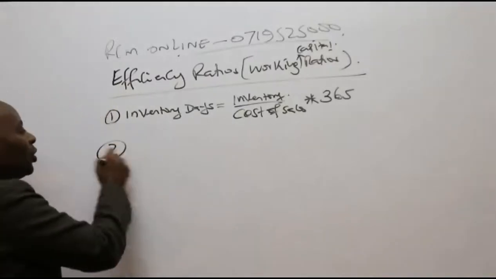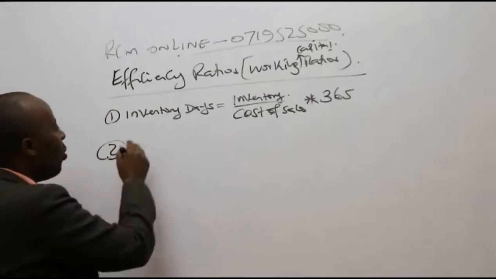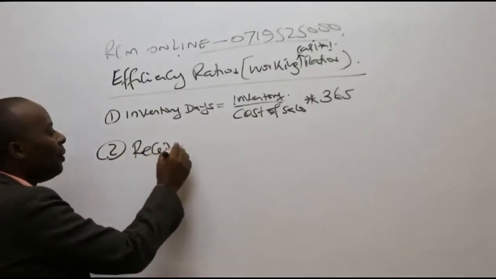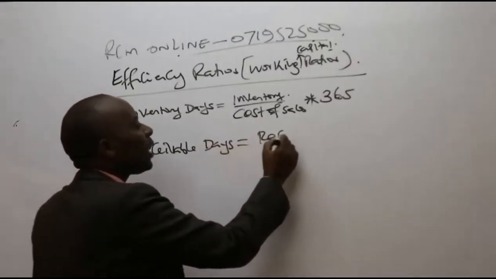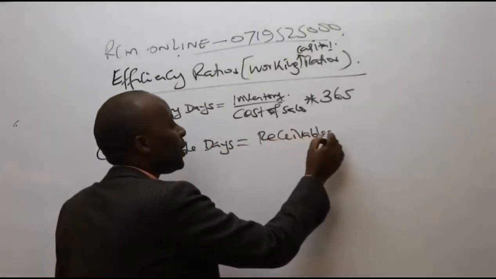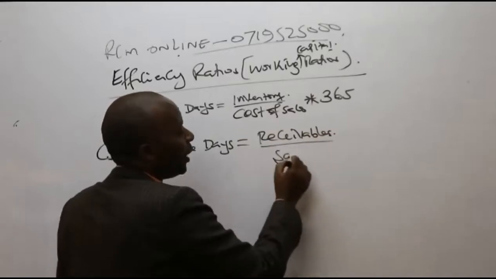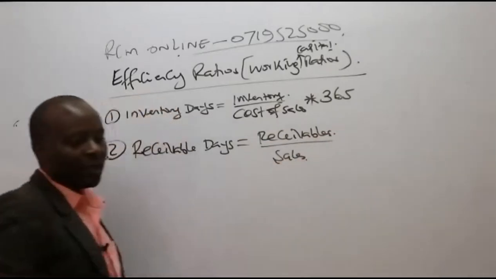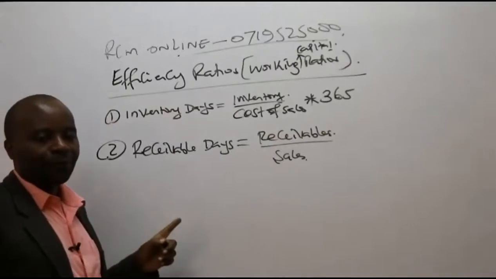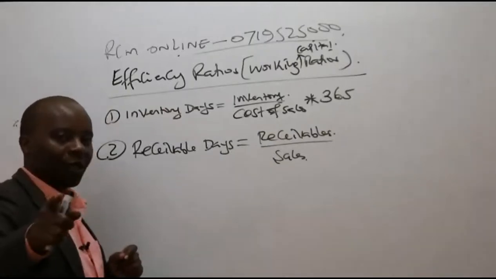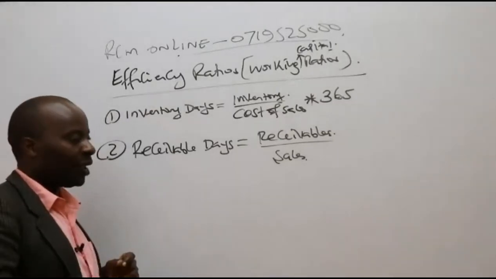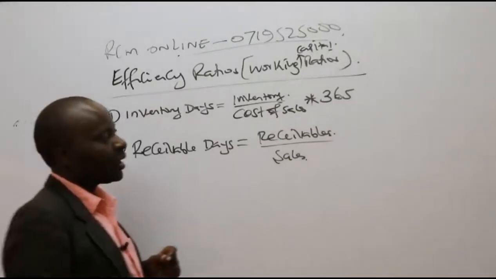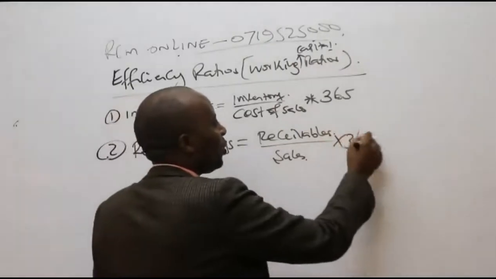And then number two, ladies and gentlemen, we have receivable days. Receivable days, we normally take the receivable. Of course, receivable normally comes from sales. Please don't use cost of sales here. We sell goods on credit, and then we start receiving what here? We start receiving this money. We create a receivable asset, times 365.